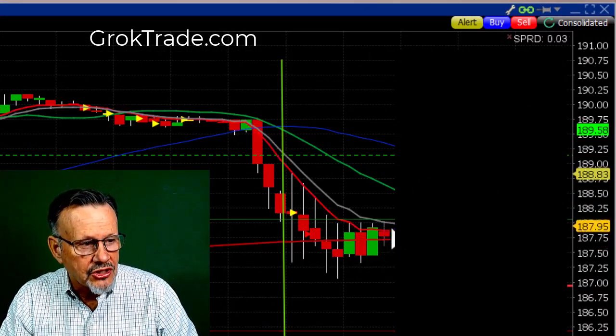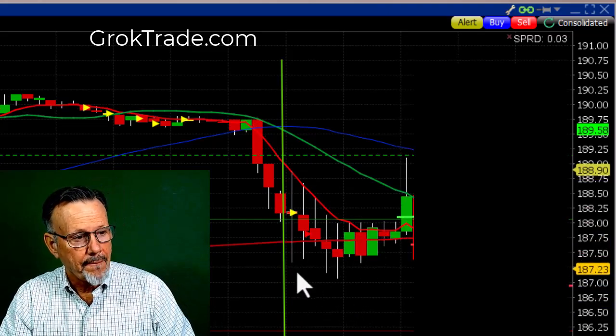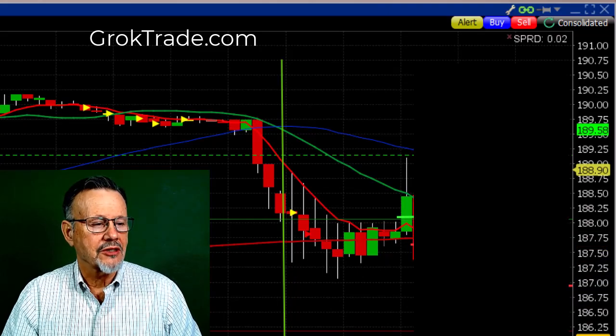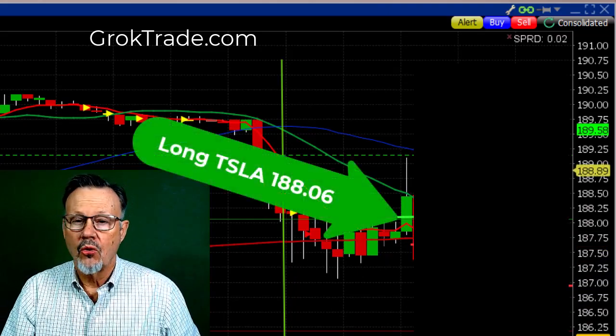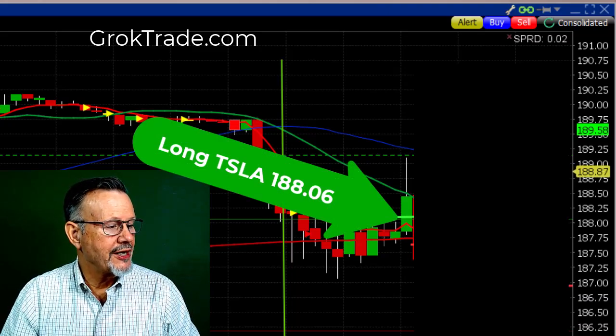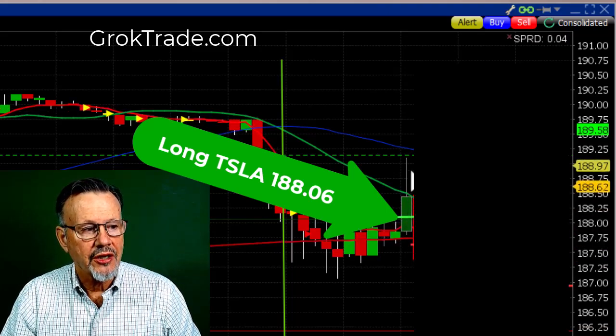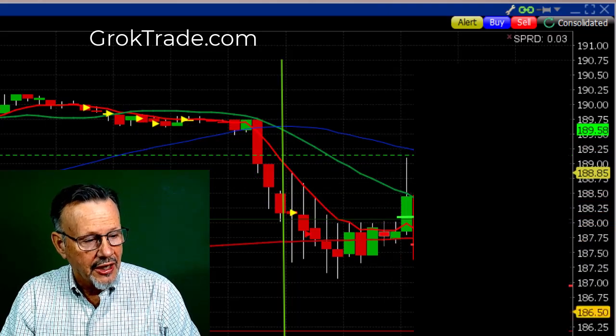So I had my trade set ready to go here at 188.06, and boom, it popped up there. Look at that sucker pop up. And so I went ahead and got in at 188.06, and then I had my stop set down here at 186.17. But it shot up here, hit its head right here on this pivot line. This is the R1 pivot line, and then it pulled right back.